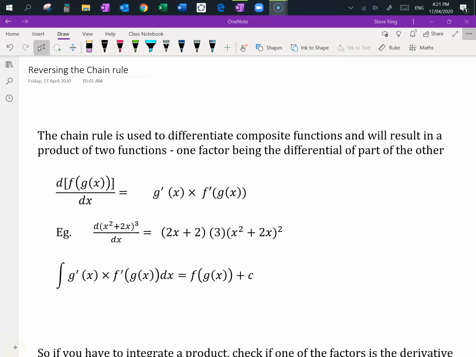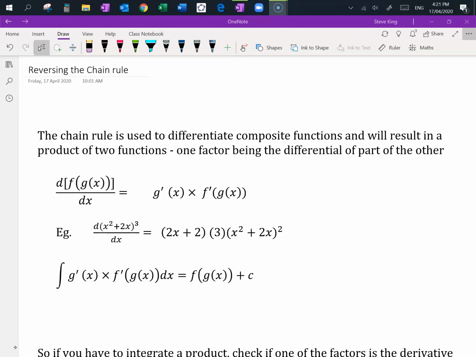Hi, in this video we're going to look at the process of reversing the chain rule through integration. Now, if you remember from last year, the chain rule is used when we are dealing with a composite function, and we can see the formula for it here written on the screen.